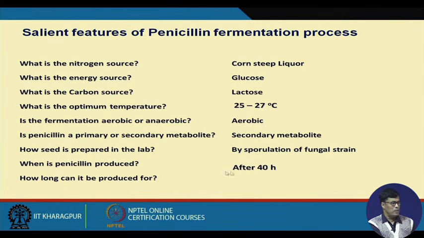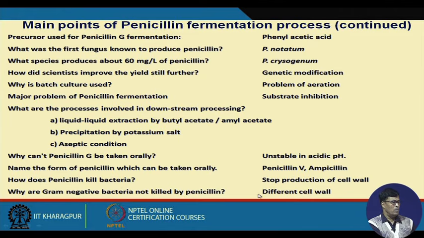The penicillin is produced over 40 hours of fermentation. What is the precursor of penicillin G? That is phenyl acetic acid. If I ask what is the precursor of penicillin V? Phenoxyacetic acid. What was the first fungus known to produce penicillin? Penicillium notatum. Which species produces 6 milligrams per liter of penicillin? This is Penicillium chrysogenum.